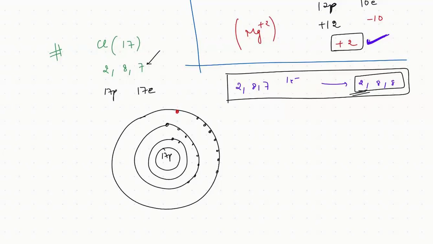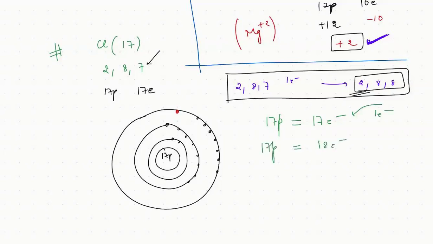So now initially it had 17 protons and it had 17 electrons. So it has a neutral charge. It would have 17 protons and 17 electrons, and they were equal. So neutral. But when it gains 1 electron from outside, it becomes 18 electrons and 17 protons.